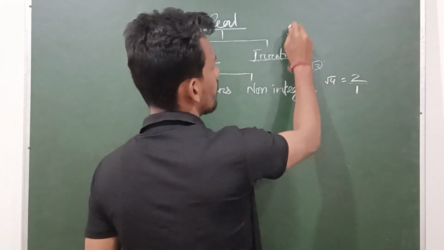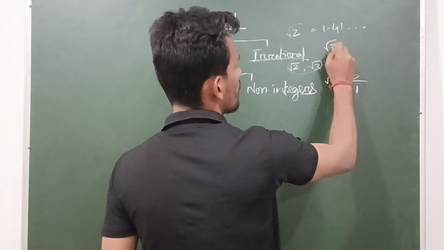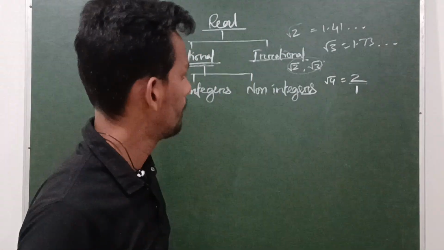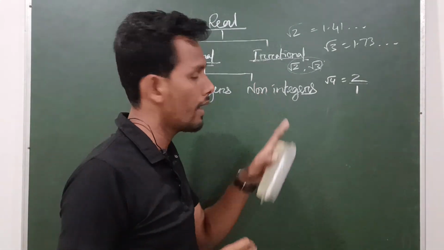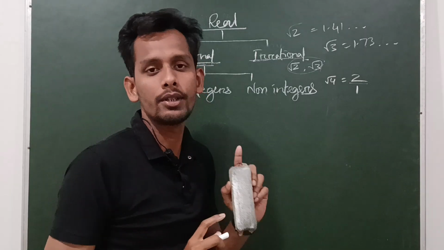So we know that the value of root 2 is 1.41 something. Root 3 is 1.73 something. So these are termed as irrational numbers. I will explain to you later the exact definition of rational and irrational numbers based on the division method.